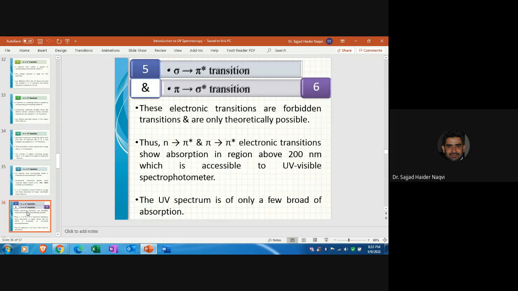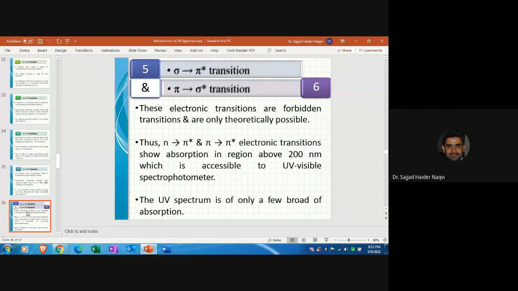Then we have the fifth and the sixth, which is sigma to pi star, and then pi to sigma star transition. These electronic transitions are forbidden transitions, and they are only theoretically possible. So that means it's out of the box when we talk about spectroscopy. It's theoretically one possibility, but this transition does not practically take place.